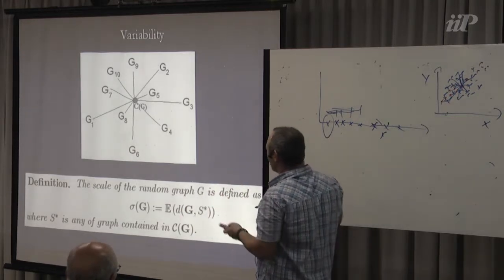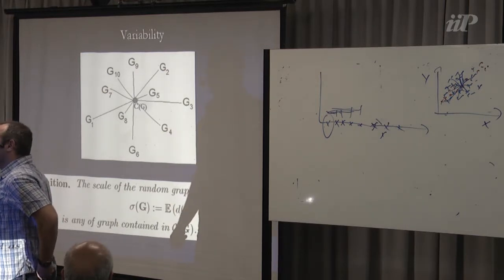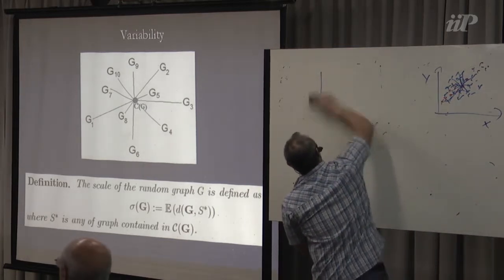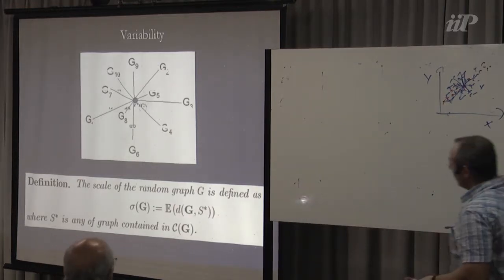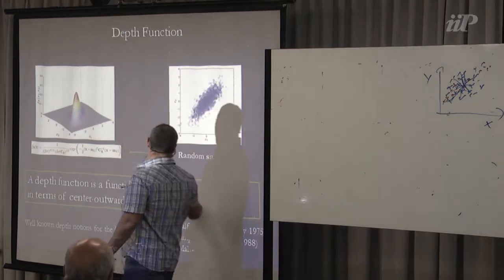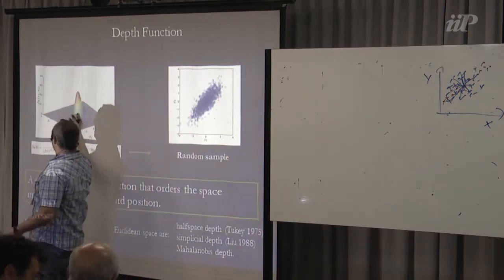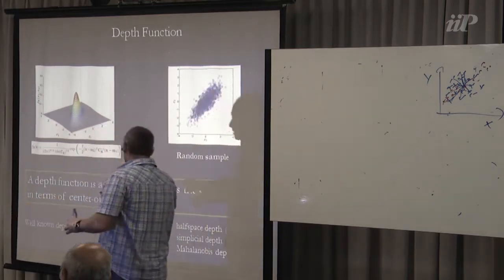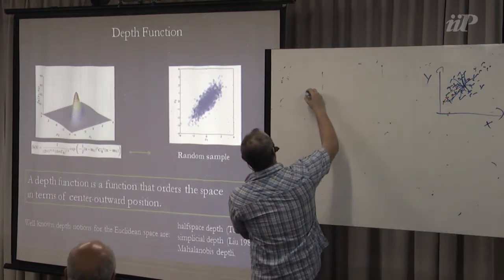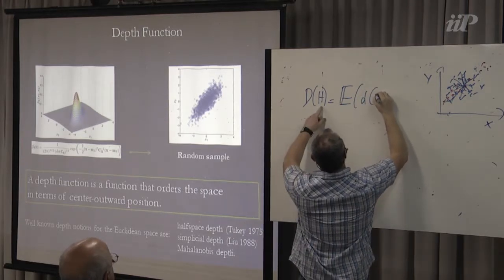So a measure of what is called a depth function in statistics, that's something called the depth of the data, can be just doing this. Okay. A depth function is a function that orders the space in terms of center outward position. Okay. You are near to this common value, or you are very far from there. There are many measures. But in our case, we can define this value that is the expected distance from H to a random graph.